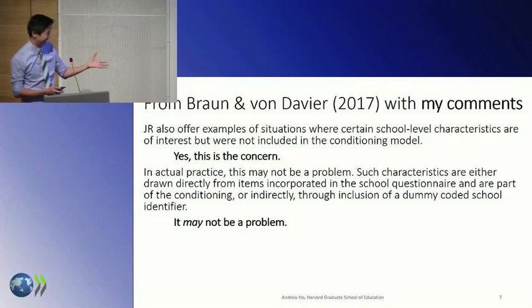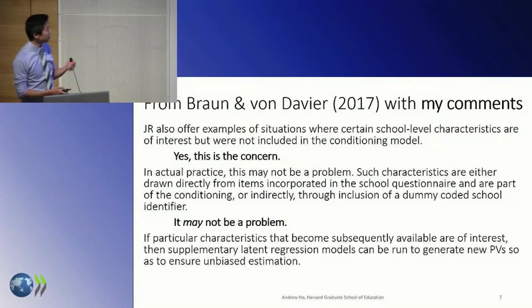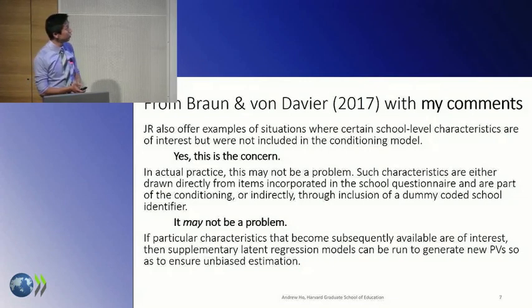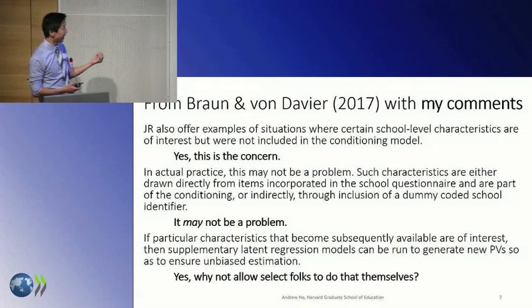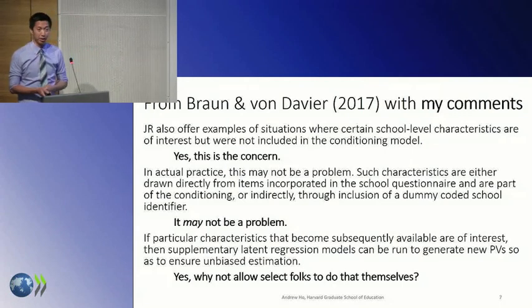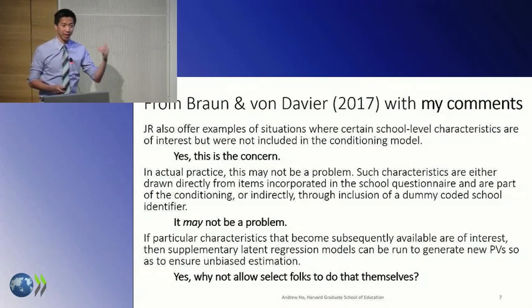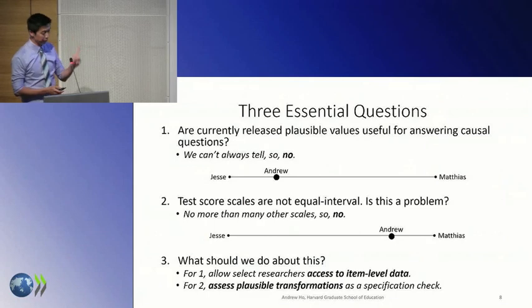And I think this is the challenge, right? To what degree, and how do we know? And that we don't know is, I think, Jesse and Brian's point. And I think it's a good point, right? "So if particular characteristics that become subsequently available are of interest, then supplementary latent regression models can be run to generate new PVs so as to ensure unbiased estimation." And so here, Matthias is potentially agreeing, saying, yeah, why not allow select folks to do that? Why don't we let them do that, right? And maybe we might all come to agreement on that. Here I agree a little bit more with caricature Jesse versus caricature Matthias. Okay, so that's the first question.